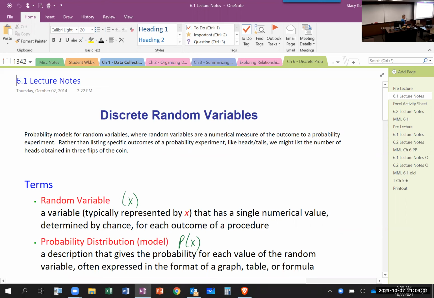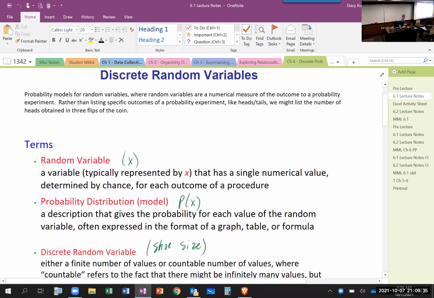So we have a couple of terms here. We want to understand that when I talk about a random variable, it's going to be represented by X, that would be typical, okay? Random variable X has a single numerical value, which is determined by chance, okay? We kind of think of it as our outcome, all right? Then we have the probability distribution, which is really just the probability of X.